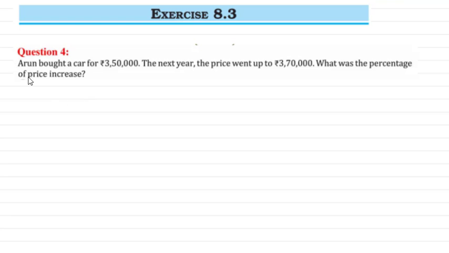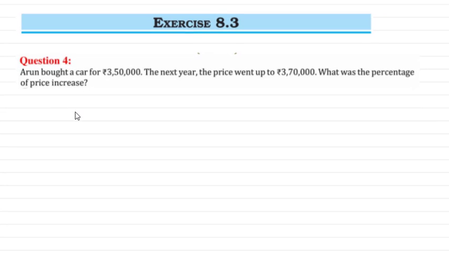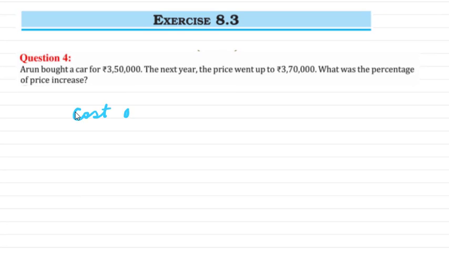Now let's see another question. This is question number 4. Arun bought a car for rupees 3,50,000. So you can say it is the cost of car equals to rupees 3,50,000. Now you can see in the statement it is written the next year the price went up to 3,70,000. So what was the percentage of price increase?